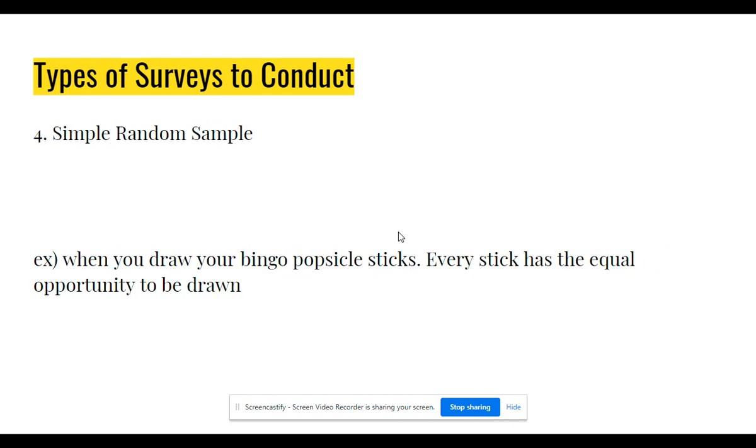And the last one is simple random sample. When you draw your bingo popsicle sticks, which we don't have those this year, I wrote those last year, every stick has an equal opportunity to be drawn. So if I put all of your names in a cup and I draw them out, that is a simple random sample. So give me some pros on that one. Give me some cons on that one.